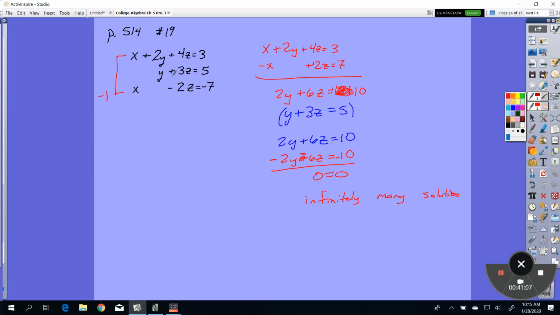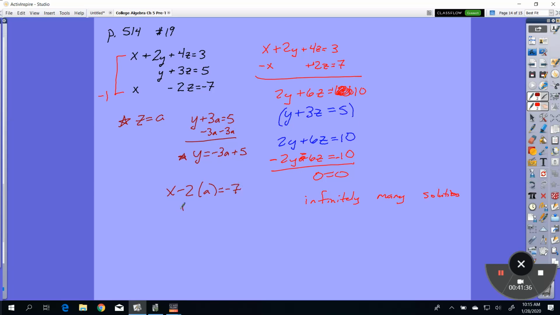So I'm going to take this equation in the middle, y plus 3z equals 5, and I'm going to say let z equal a. So now I have y plus 3a equals 5 because I've changed z to a. So I minus the 3a over. So now I have y equals negative 3a plus 5. So I have z and I have y. So I'm going to plug that into one of these two. I'm going to use the bottom one because it's going to be easier. So x minus 2z, which is a, equals negative 7. So now I add 2a to each side. So x equals 2a minus 7. So my ordered pair is 2a minus 7, negative 3a plus 5, and a.